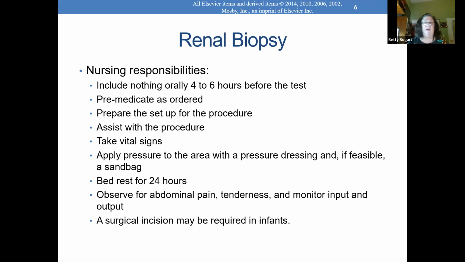And of course, urinary output is going to really tell us: is the kidney shutting down or is that urine going inside? So for kidney biopsy: NPO before, pre-medicate, make sure they've got good vital signs, make sure that dressing is a good pressure dressing or a sandbag if you possibly can, and they cannot get out of bed for 24 hours. And as a nurse, monitor that belly, intake and output.